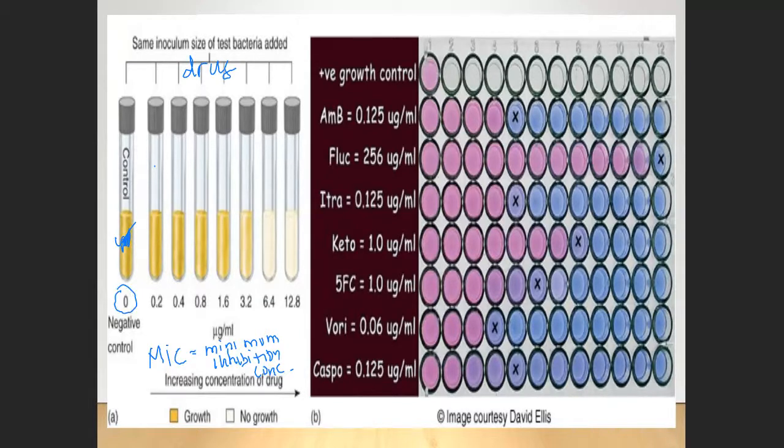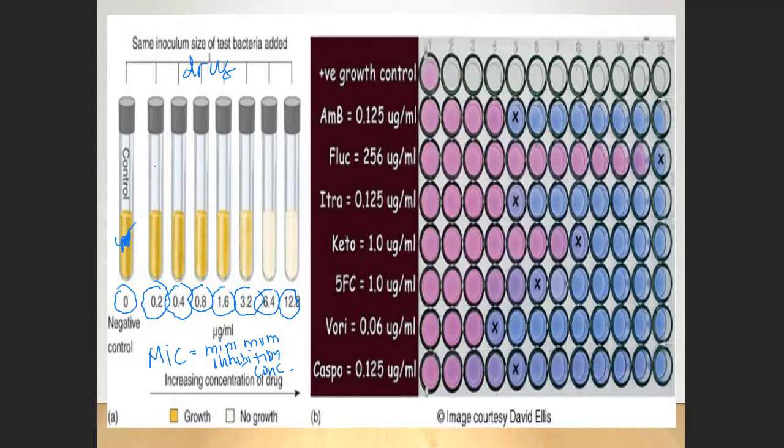On the first tube after the control, we put, let's say, 0.2 dose, milligram per liter, for example. Then on the next tube, we double the concentration, 0.4, and then double 0.8, double 1.6, double 3.2, double 6.4, double 12.8. If we have another tube, it's going to be 25.6. So we put the drugs in with these concentrations.